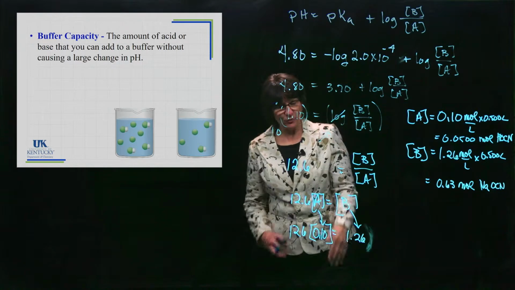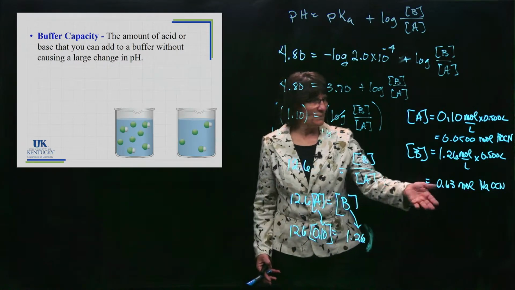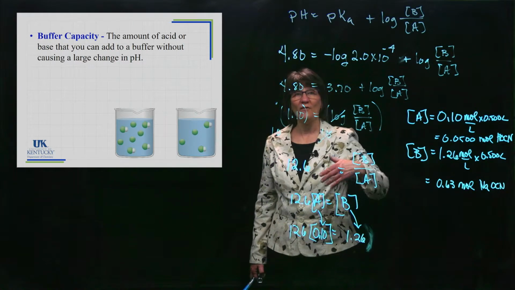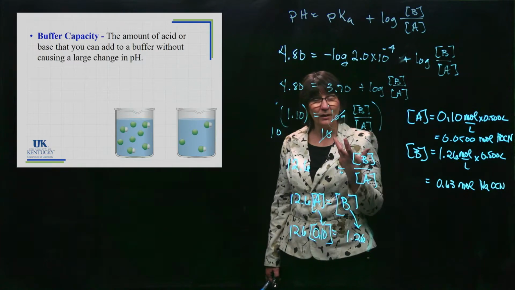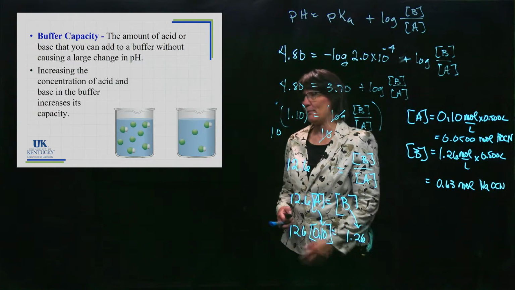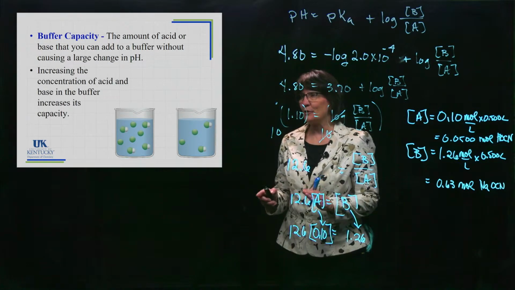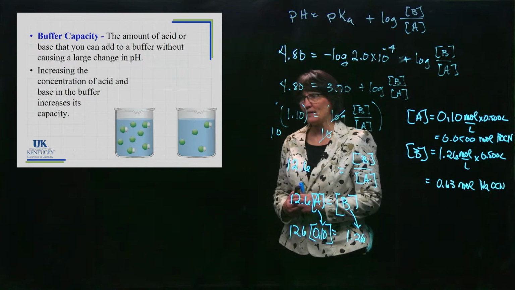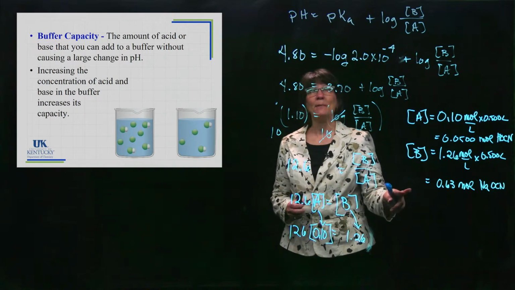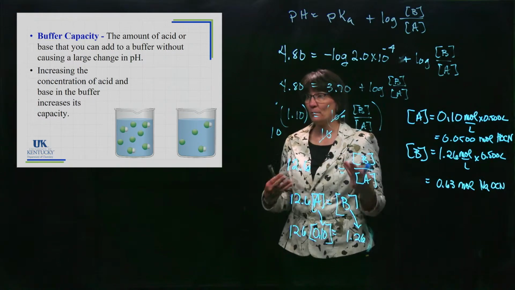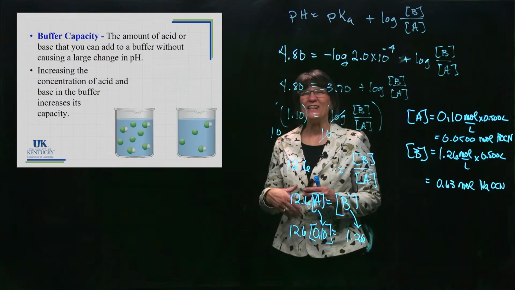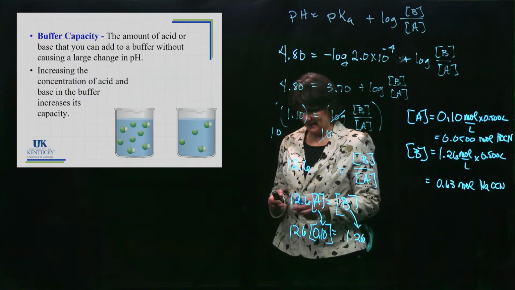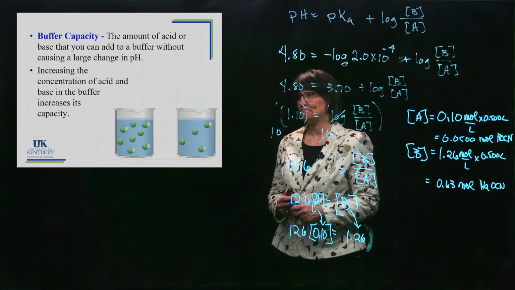So with this ratio, we like to keep a significant amount of both, or one of them would run out of its ability to neutralize pretty rapidly. Okay? So anytime you increase the concentration of an acid and a base in a buffer, by that I mean the buffer acid and the buffer base, then you have increased the buffering capacity of that solution.